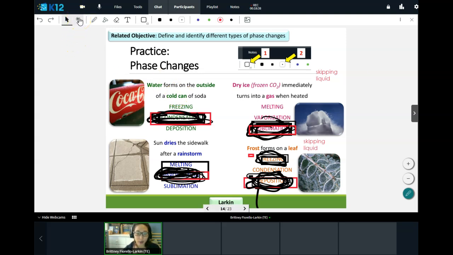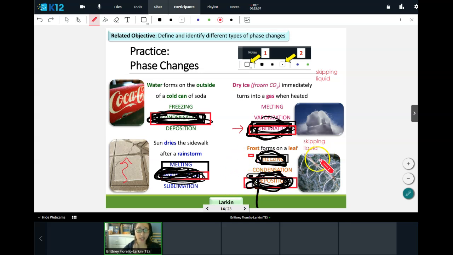Looks like most of these we were pretty unanimous on. Yes, this is condensation. Remember, going from the gas in the atmosphere to the liquid on the can. The sun drying the sidewalk, that's liquid water turning into a gas, right? It's not actually disappearing, it's just turning into a gas going back into our atmosphere. That is vaporization. Dry ice turning immediately into a gas, that is sublimation. Again, solid to gas, skipping the liquid phase, that is our new vocab word, sublimation.